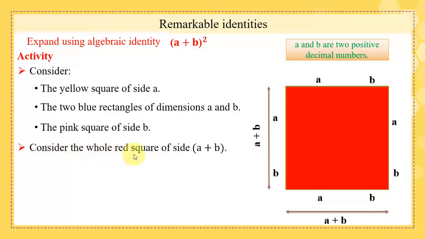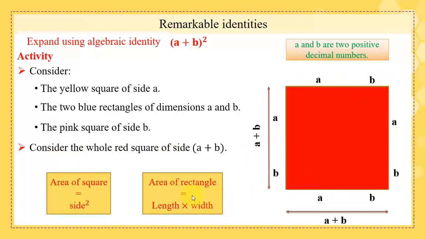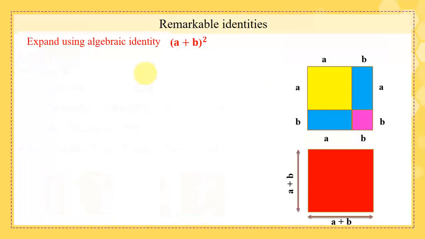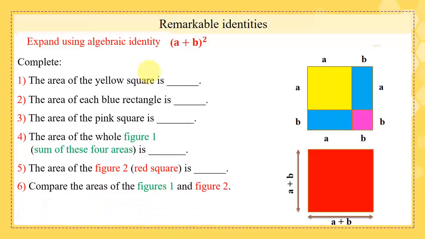Consider the whole red square of side a plus b. Remember that the area of a square is equal to the side squared, side times side, and the area of a rectangle is equal to length times width. Complete the following. Please pause the video and try to do it by yourself.